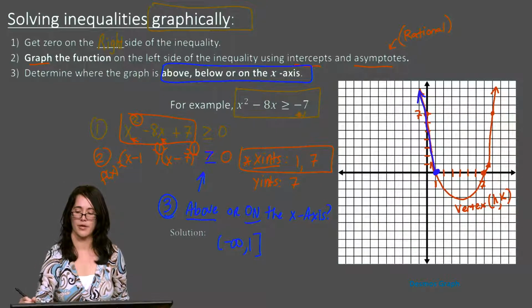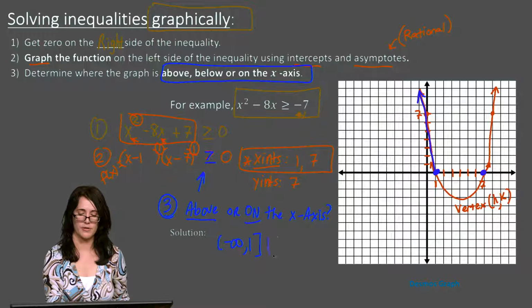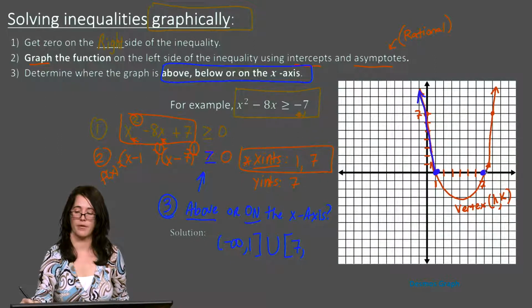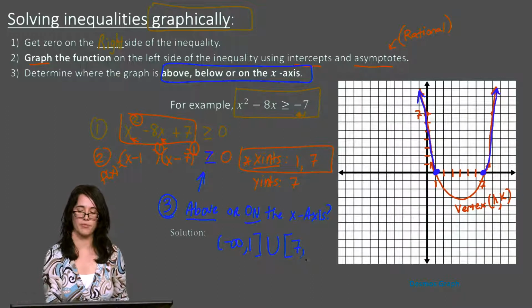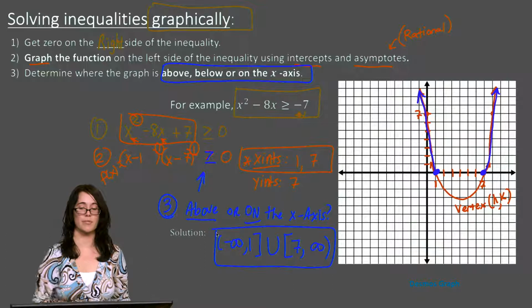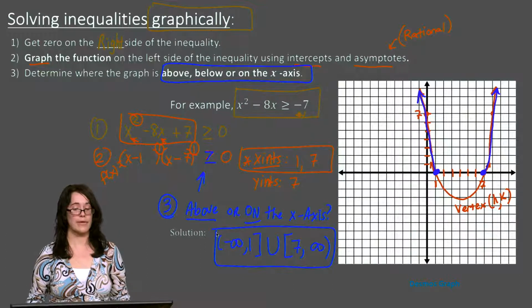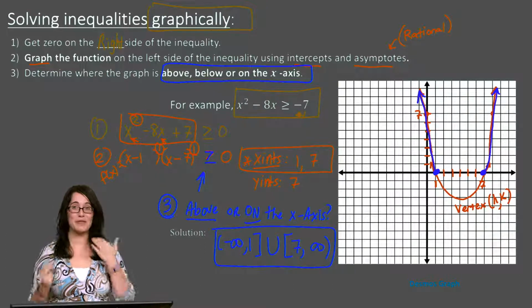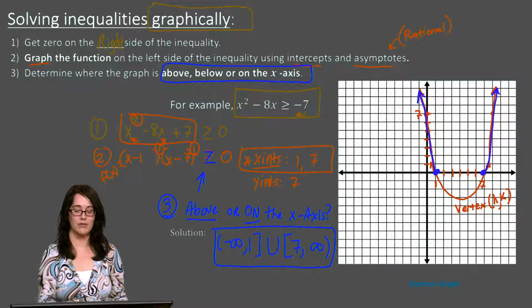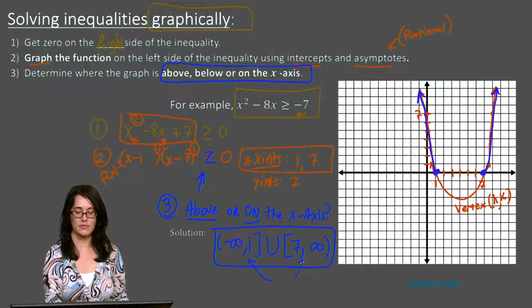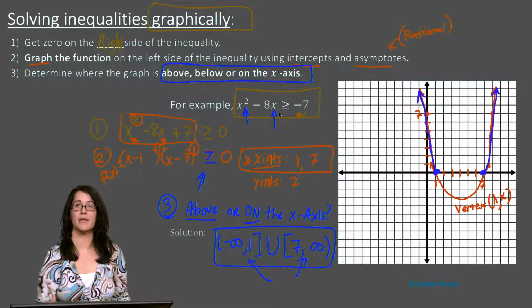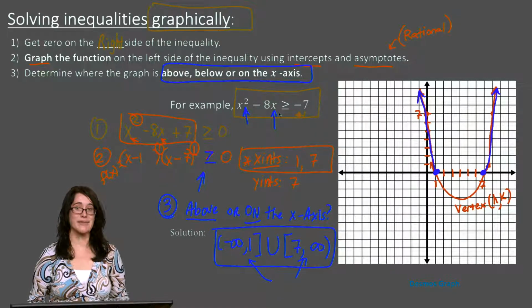When else? Well, starting at 7, so union 7, including the 7 because it's equal there. Going up to forever means I'm going to the right forever as well. So those would be the potential x values which would make this inequality true. Now, if you really wanted to check yourself, what could you do? That's right, you could pick any number in these intervals and plug them in for x in your original inequality and verify that, in fact, the left side is greater than or equal to -7.